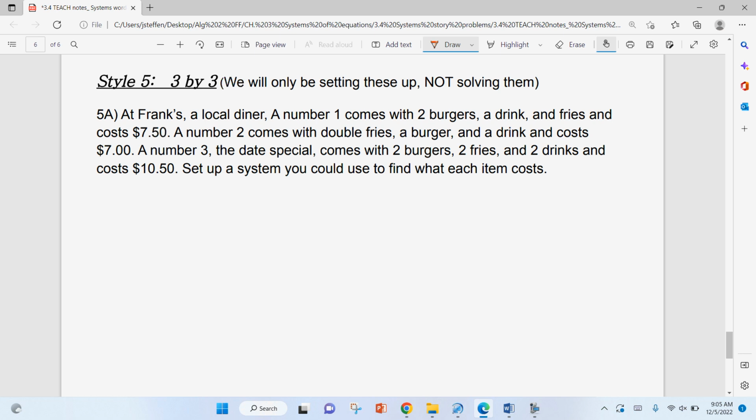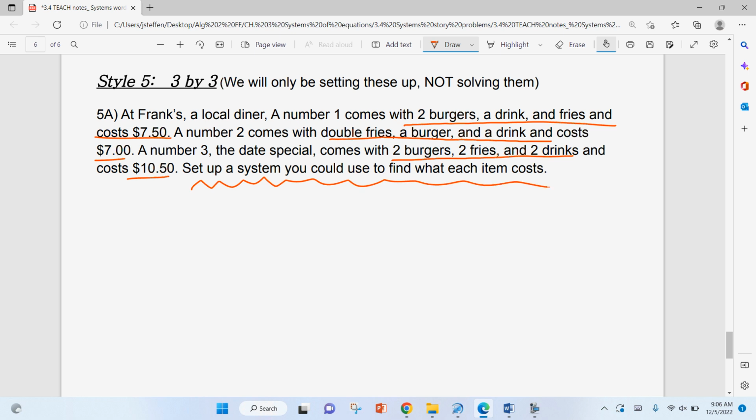And now, again, the number one part we don't care about. 2 burgers, a drink, and fries. That's 1 drink and 1 fry, $7.50. Number 2 has double fries, a burger, and a drink, costs $7. And number 3 is 2 burgers, 2 fries, 2 drinks, and it's $10.50. That's the day special, which I would probably get by myself.